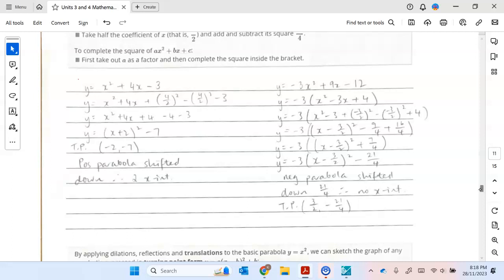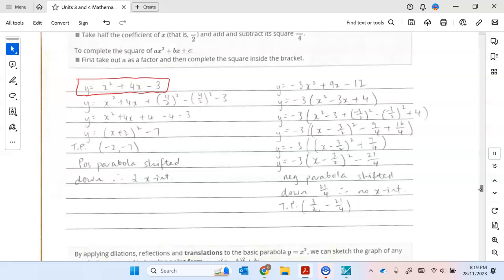So here's our first example, y equals x squared plus 4x minus 3. Now you could factorize this. You could think of two numbers that multiply to give you 3 and add to give you 4. But if you can't think of integers, so this one here does not work with any two integers, then you could use the quadratic formula. Or you could complete the square. So here we're going to complete the square.